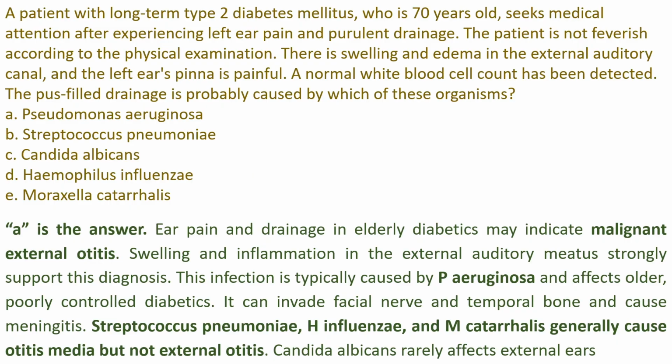Ear pain and drainage in elderly diabetics may indicate malignant external otitis. Swelling and inflammation in the external auditory meatus strongly support this diagnosis. This infection is typically caused by P. aeruginosa and affects older, poorly controlled diabetics. It can invade the facial nerve and temporal bone and cause meningitis.